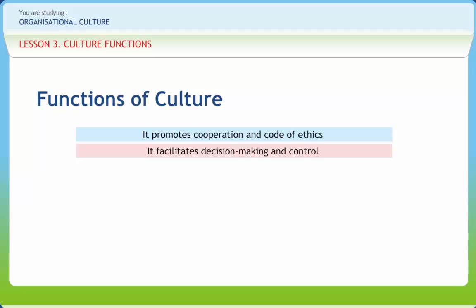It facilitates control, which is provided by three mechanisms, namely market control mechanism that relies on price, bureaucratic control mechanism that relies on prescribed authority, and clan control mechanism that relies on shared beliefs and values. Organizational culture reduces communication problems in the organization. There is absolutely no need to communicate in matters for which shared assumptions already exist.